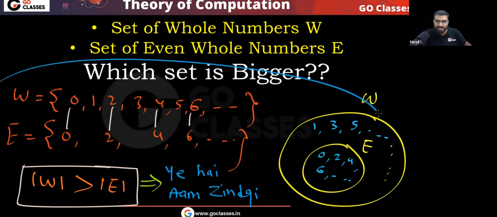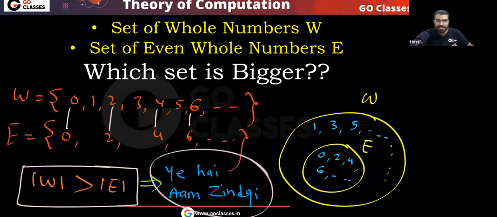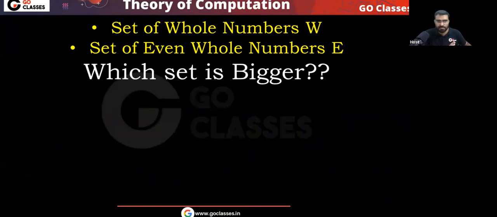If you are thinking like this, it is okay, no problem. Then this is aam zindagi. You can say, "Ye hai aam zindagi." Now will come Mentos zindagi. But remember, this thinking is wrong. Okay, now let's see the Mentos zindagi.